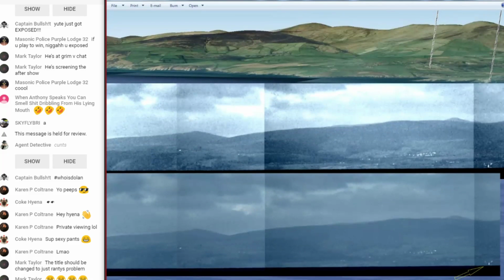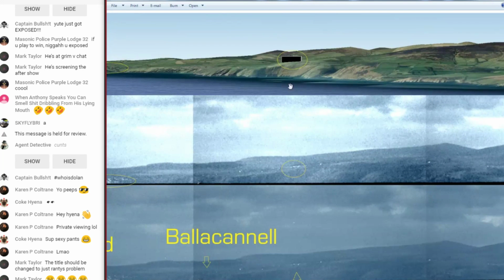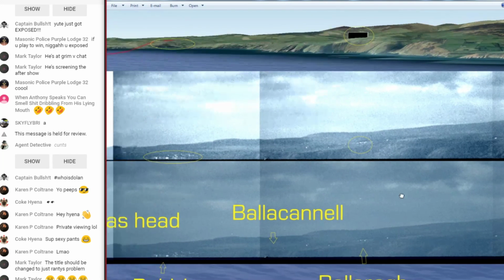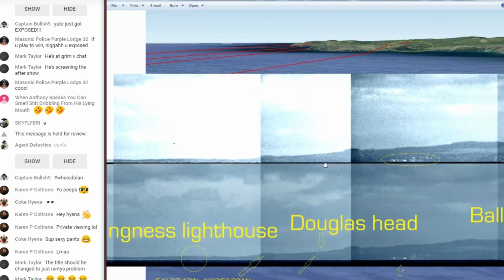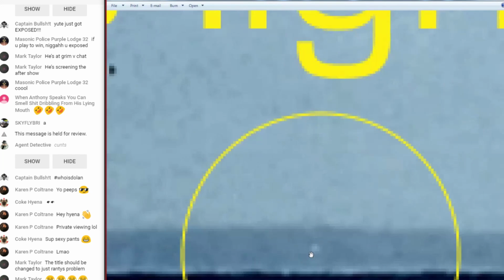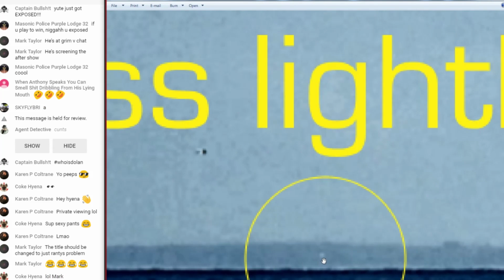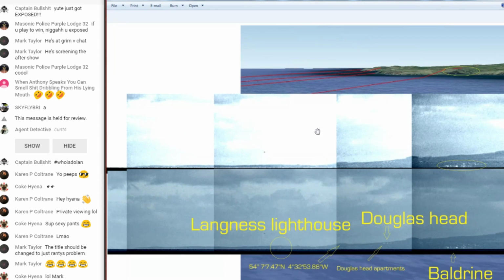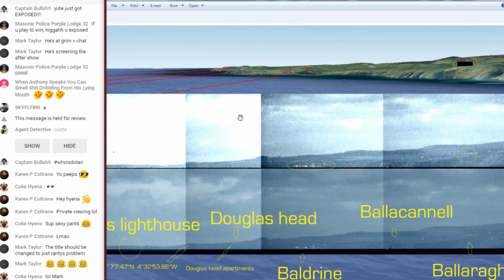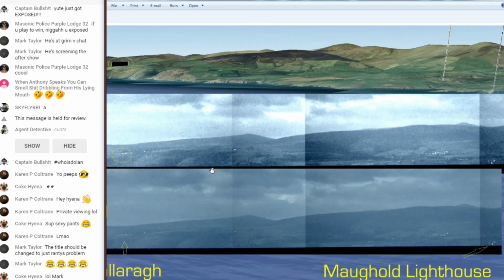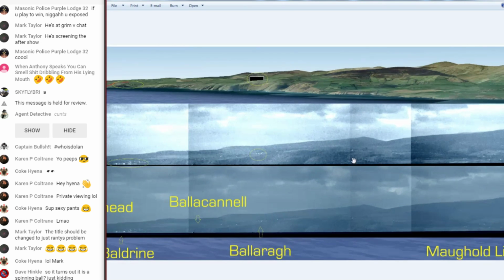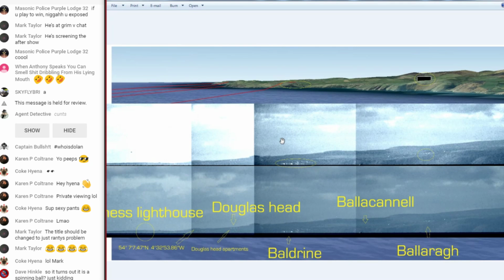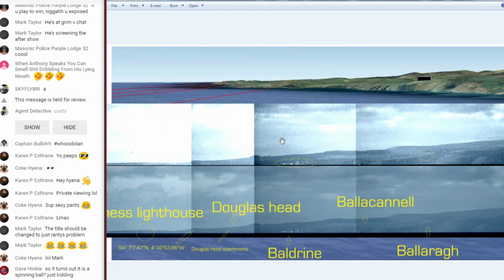So this has addressed the parallax point. The lighthouse now matches the same distance between the houses on the hill, which is Balaga, which is the same distance away from Baldrine, same distance to Douglas Head, which means that this can only be Langness Lighthouse. It's as simple as that. It's a process of elimination, and the actual evidence speaks volumes and speaks for itself. Anybody that denies this is delusional, or just an absolute shill. I can't explain it any simpler. It really is that simple.